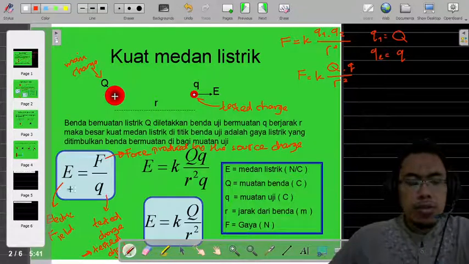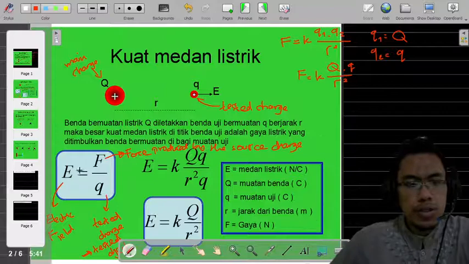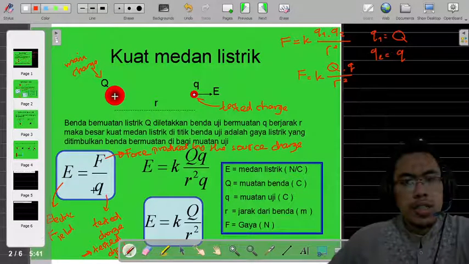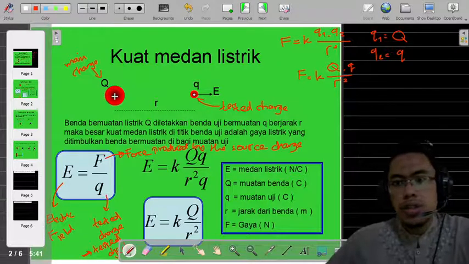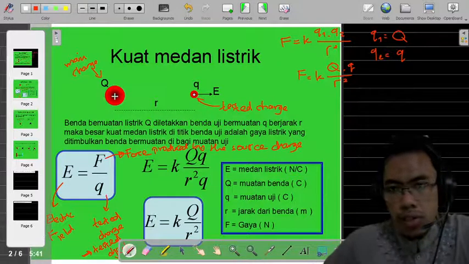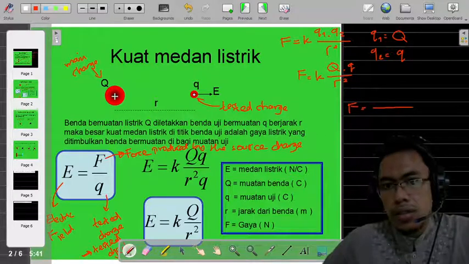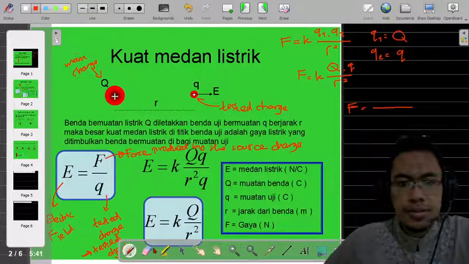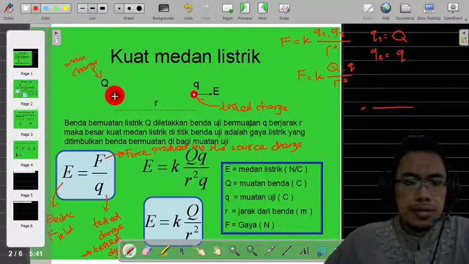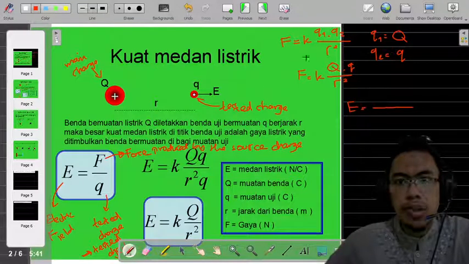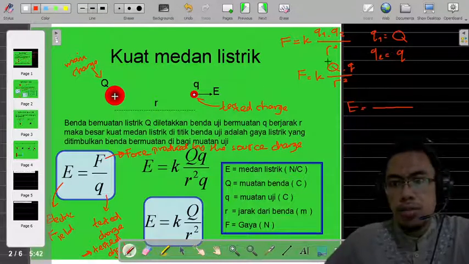Meanwhile, if we want to find the electric field, then we have to divide the force with the tested charge. So our formula will be, oh, not F but E. E will be F. So F is this one, so I will put this one into this one.